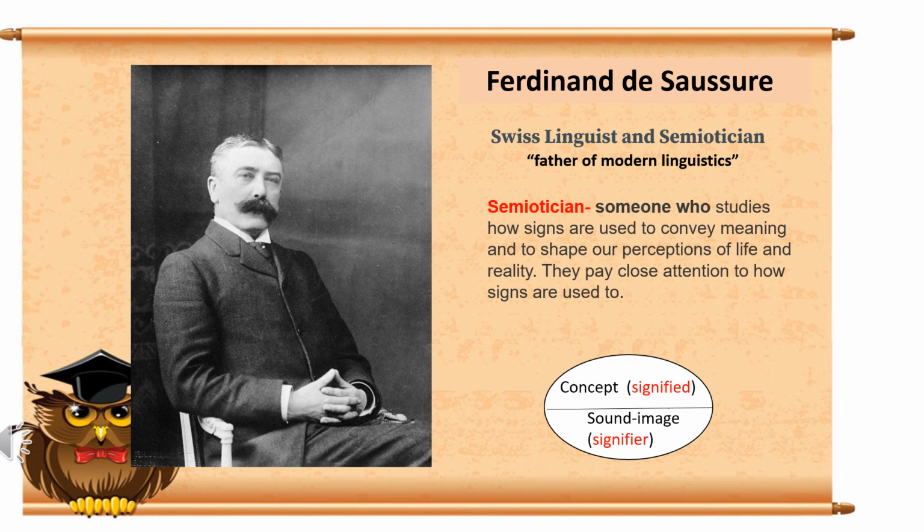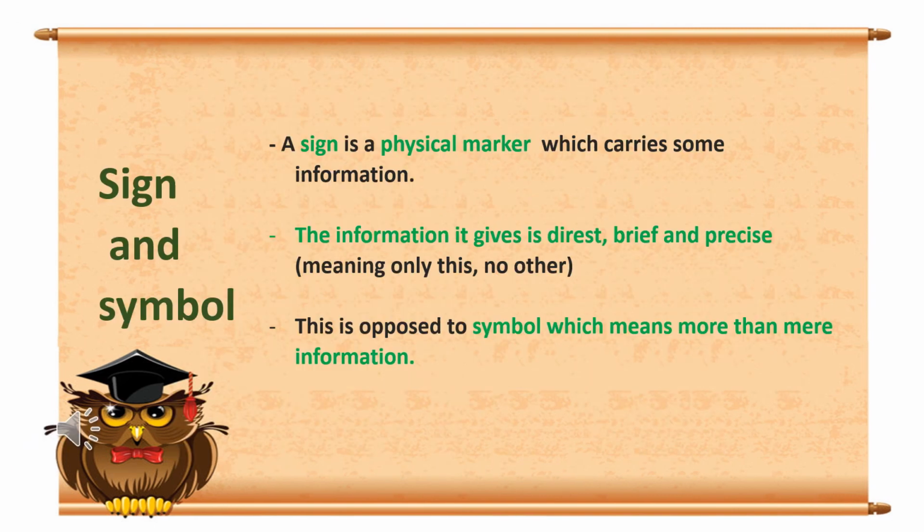As we can see here, there is an oval which has the concept as signified and the sound image as signifier. These are the two-sided psychological entity that can be represented in this drawing: the concept and the sound image. All right, so let's unravel this. Let's go to the sign and symbol.